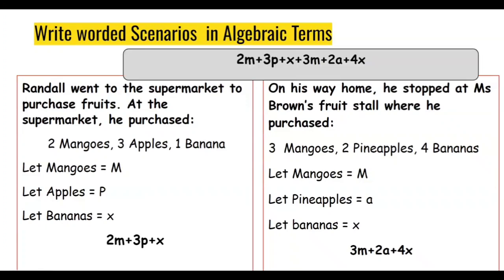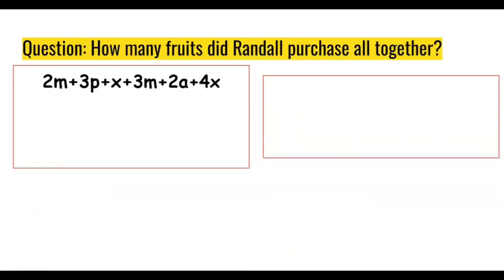We can go ahead and put all of this together, and the total fruit that Randall would have purchased would have been 2M plus 3P plus X plus 3M plus 2A plus 4X. But can this expression be simplified? I mean, we have 2M terms, we have 2X terms. Can we simplify this expression? Can we make it easier to write? It seems to be a little bit lengthy. Can we make it shorter?